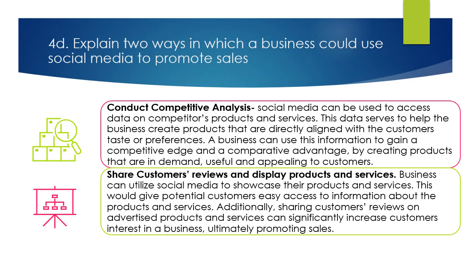Explain 2 ways in which a business could use social media to promote sales. So we have conduct competitive analysis, and then we have to share customers' reviews and display products and services, right? So to conduct competitive analysis. So social media can be used to access data on the competitors, right? So this data serves to help businesses to create products that are directly aligned with the customer's taste or preferences. A business can use this information to gain a competitive edge and a comparative advantage by creating products that are in demand, useful, and appealing to customers.